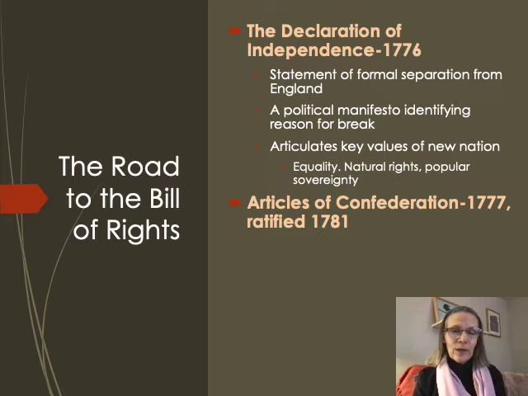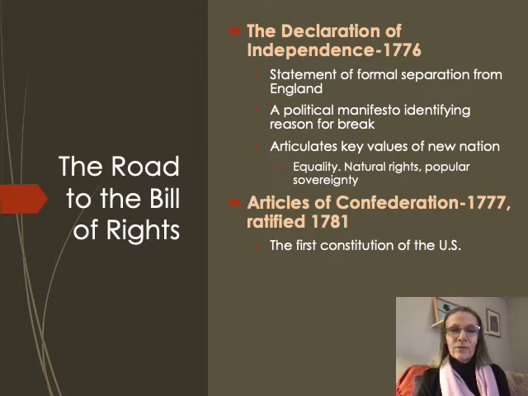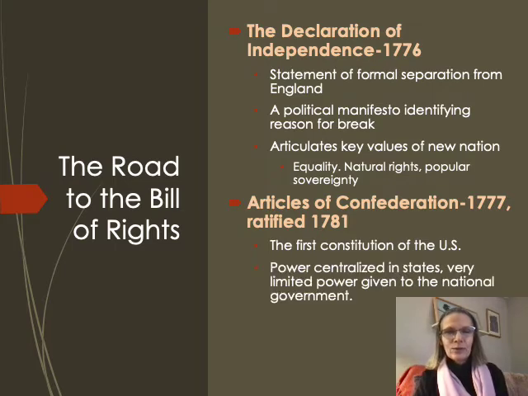Your textbook also talks about another important key founding document, which is what's known as the Articles of Confederation. As we were formally breaking ties with Great Britain, at the same time we needed to come up with a constitution, a blueprint for this new government that's being created. And that's what the Articles of Confederation is. It's the first constitution of the United States. It was written in 1777, ratified in 1781, and it stays in force until the ratification of the current United States Constitution.